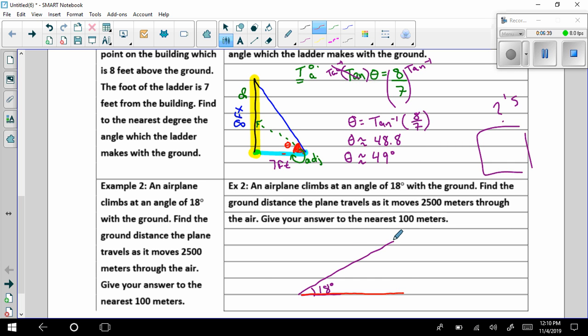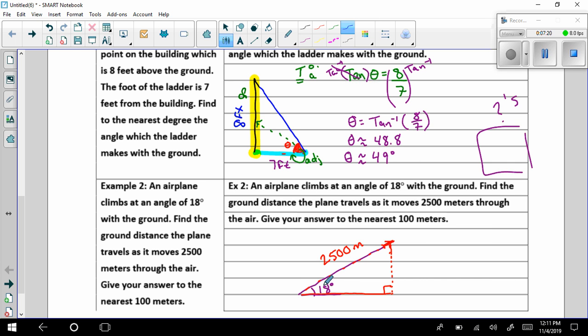It's telling us the plane itself, so you have like your little airplane flying through the air. It has covered a distance of 2,500 meters. So that's this distance that the plane has actually gone. It wants to know how far, if we were driving underneath it, would that actually be, the ground distance. And we don't know the height or its altitude either. But there's your right triangle that it forms.